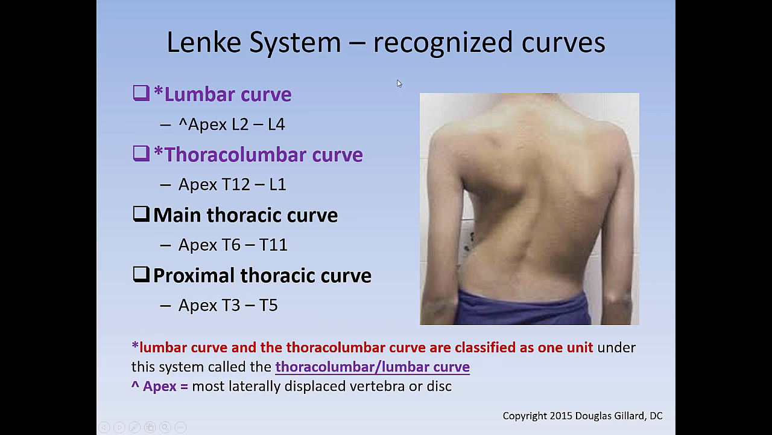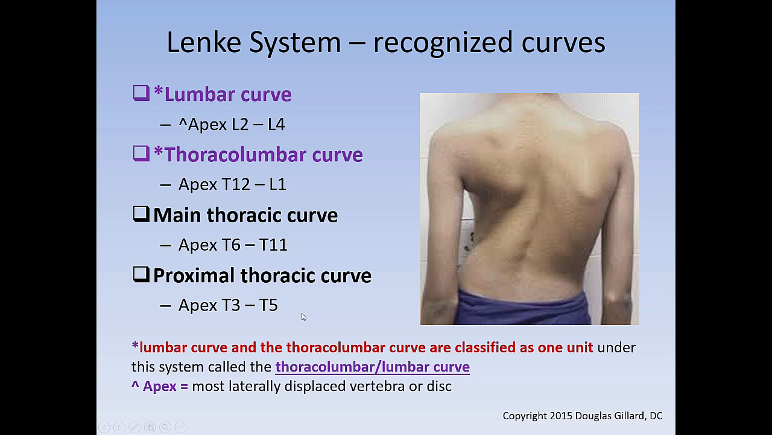Okay, so now the recognized Lenke curves, don't get this wrong. There is a lumbar curve with an apex between L2 and L4. There's a thoracolumbar curve with an apex between T12 and L1. There's a main thoracic curve with an apex between T6 and T11. And then there's a high curve, a proximal thoracic curve, with an apex between T3 and T5.